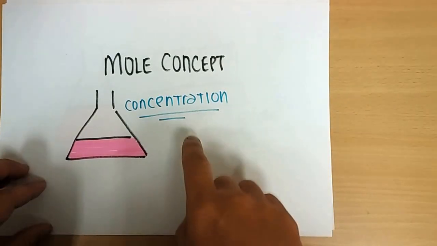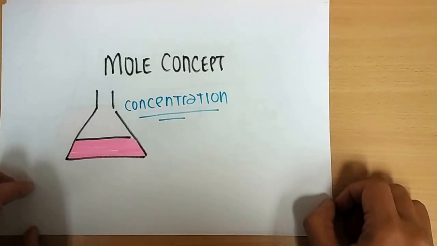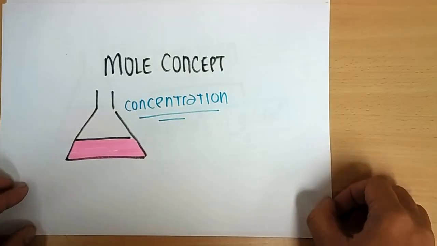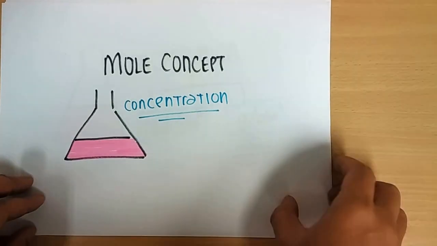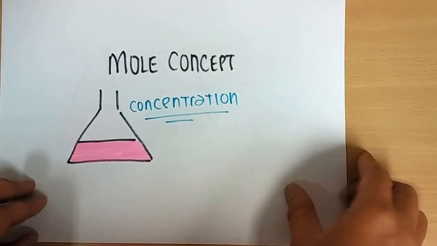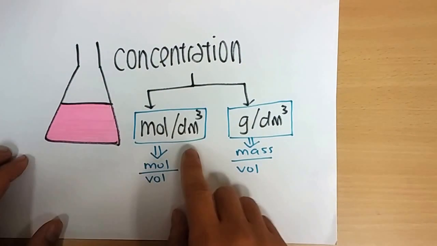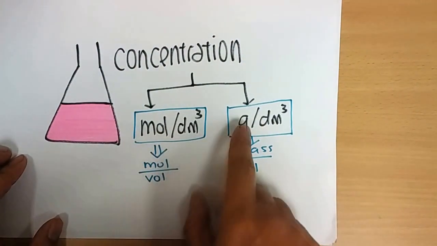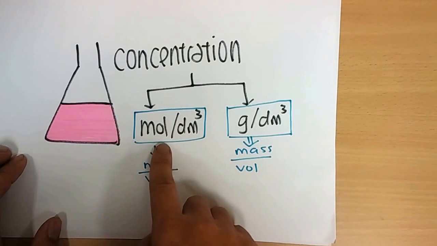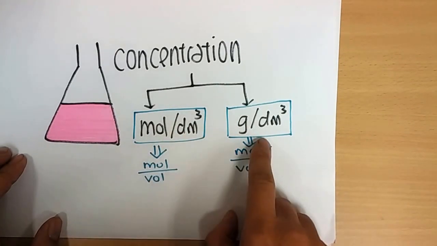Okay, this is part 4 of the video on mole concept. Now we are concentrating on concentration, the concentration of acid and alkaline. So let's start. Concentration can be represented in two forms: moles per dm cube, or grams per dm cube.